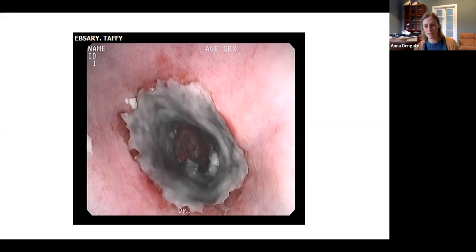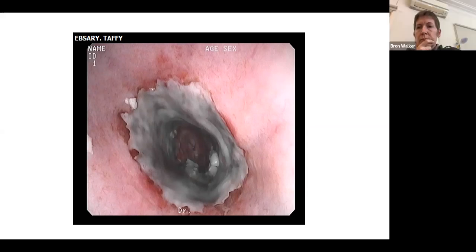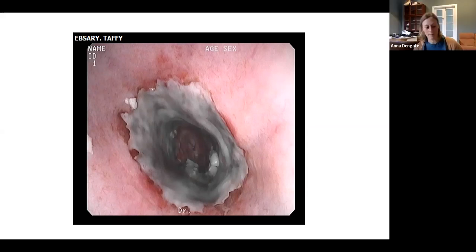You're going to decrease risk of that using these same techniques and decrease your risk of esophagitis as well. So that's just, yeah, little pointer.